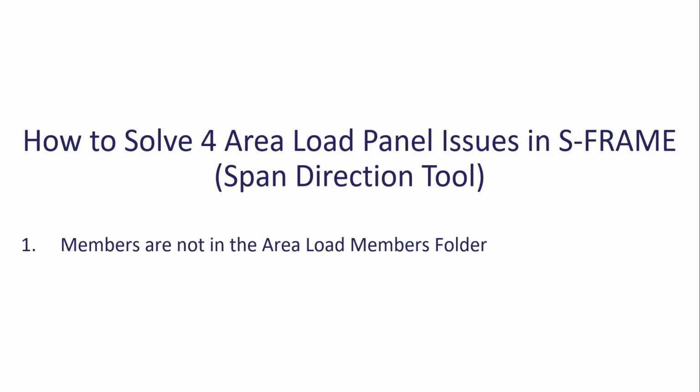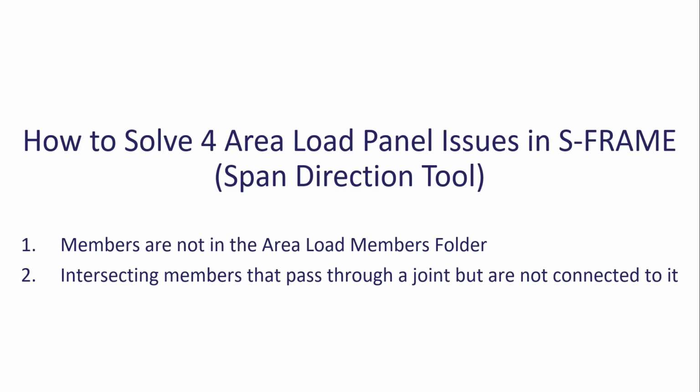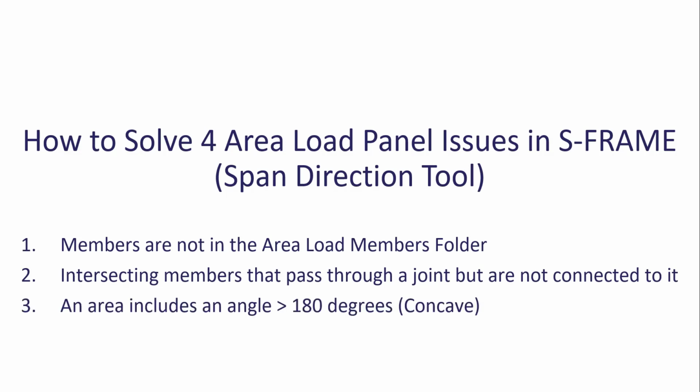The members are not included in the area load members folder. The intersecting members may be passing through a joint, but are not connected to it. An area load panel has an angle bigger than 180 degrees, and a panel that contains non-connecting members.